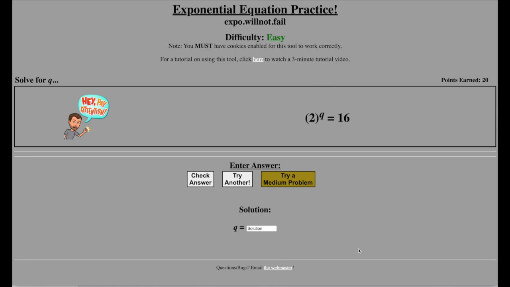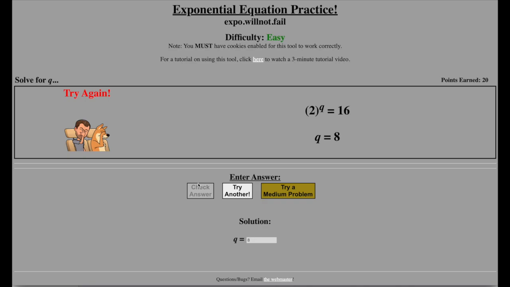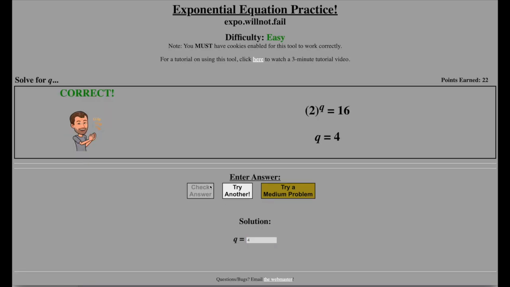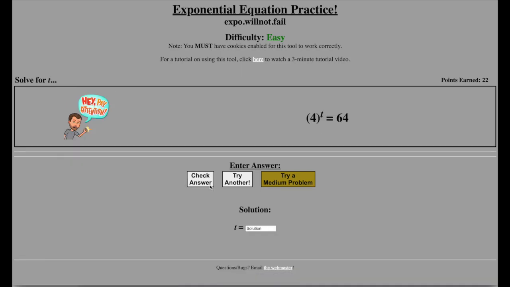So suppose I need to solve 2 to the q is equal to 16. And I say, I think it's equal to 8. Well, I get the answer, nope, try again, not quite. All right, it's not equal to 8. How about 4? Oh, I got it correct. So sometimes you can just get it wrong once and then get it correct the next time. And you don't get the full number of points, but it's not a big deal.